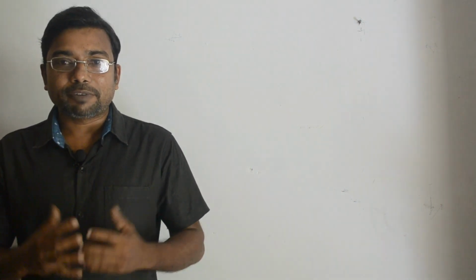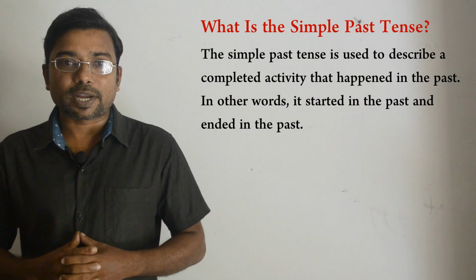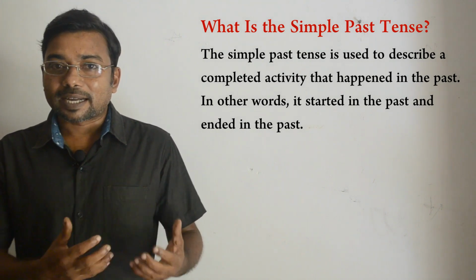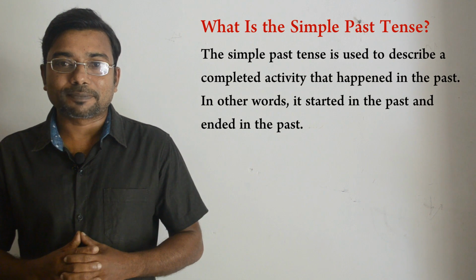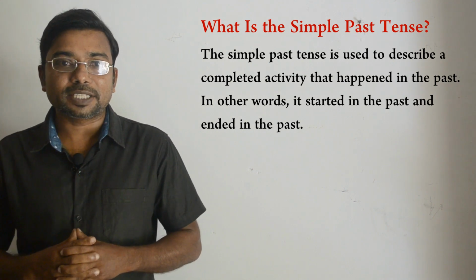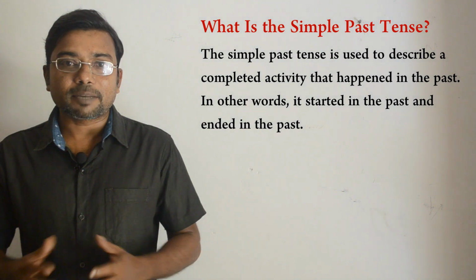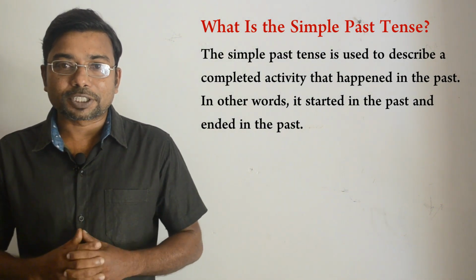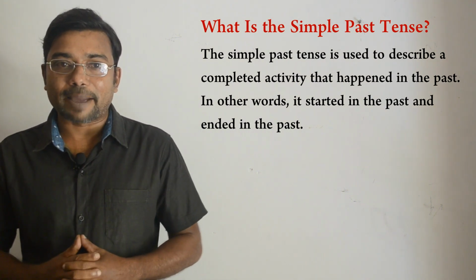Okay, today we are going to learn about simple past tense. The simple past tense is a very useful verb tense, and we use this tense to show that a completed action took place at a specific time in the past. In other words, we use simple past tense to talk about an action that started in the past and completed in the past. Actually, this is the most commonly used tense in English to indicate something that has already happened.